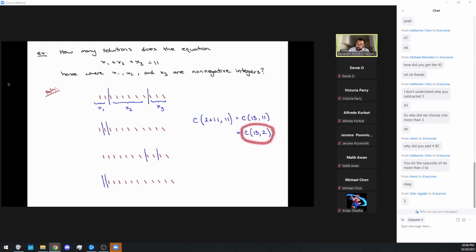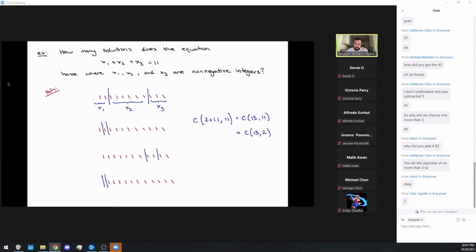And if you want to view it in this manner, there are 13 positions, and you're going to select 2 positions in which the plus signs will belong between the ones. And whatever that answer is, that's the answer to this. So notice that this method can actually help with problems like this if you're just interested in finding how many solutions. Obviously it is not asking what the solutions are. It's just asking how many are there.